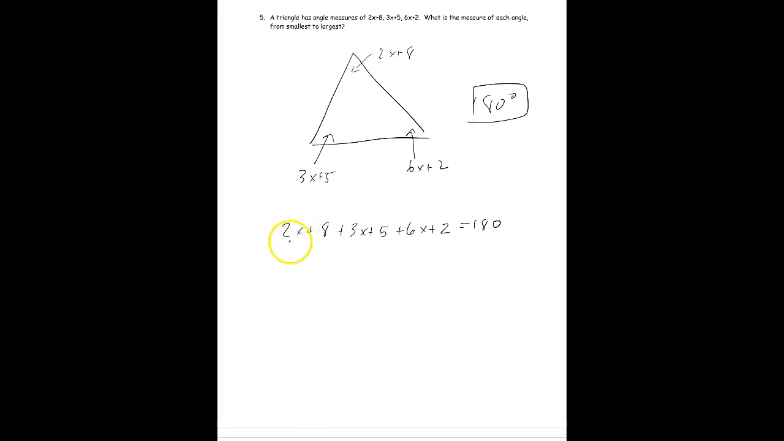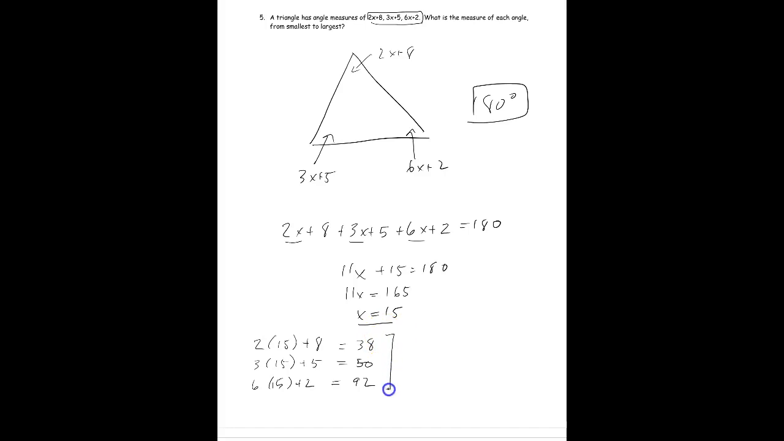Then we'll combine like terms. We have a 2x, a 3x, and a 6x is 11x. 8 plus 5 plus 2 is 15, equals 180. Then we subtract 15 from both sides to get 11x equals 165, which means x equals 15. And then it wants the measure of each angle, so we have to substitute x equals 15 back into these 3 up here. So I've done that substitution here for the 3 different angles, and we get the 3 angles of 38, 50, and 92, and it is in order of smallest to largest.